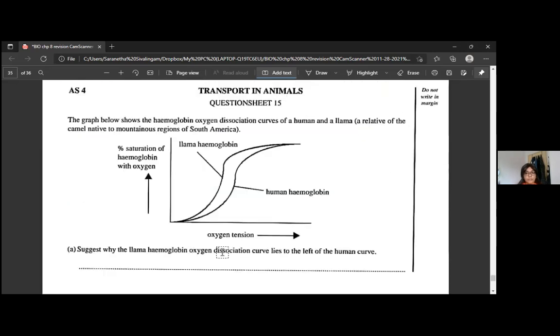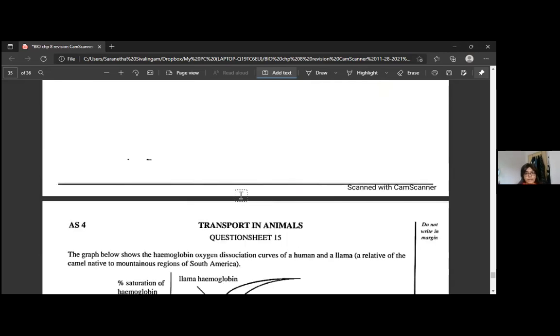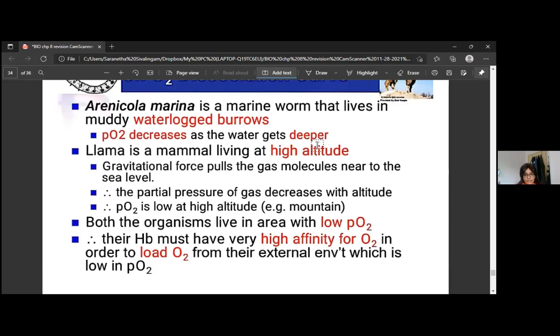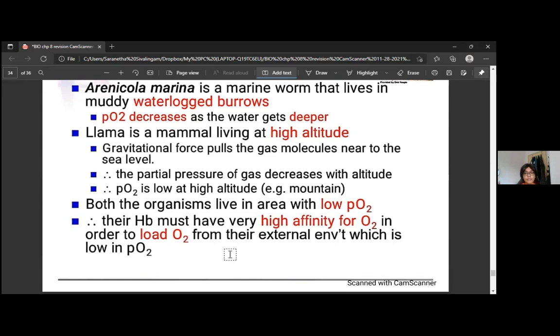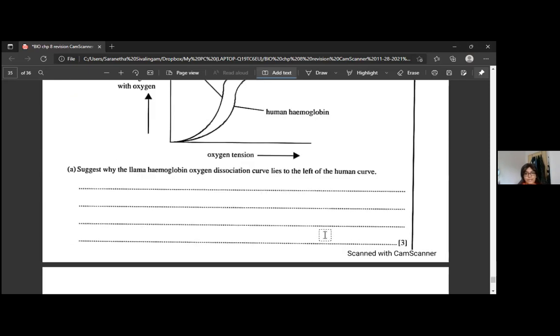So this question: the graph below shows the hemoglobin oxygen dissociation curves of a human and a llama. Suggest why the llama hemoglobin oxygen dissociation curve lies to the left of the human curve. So the answer is right here. It's because the llama lives at a higher altitude, that is 1 point. And then the next one is that at higher altitude, the partial pressure of oxygen is lower. And because of that, their hemoglobin must have very high affinity for oxygen in order to load the oxygen from the external environment. So that is 3 points. That is the answer.